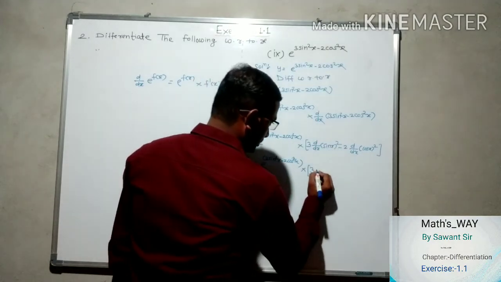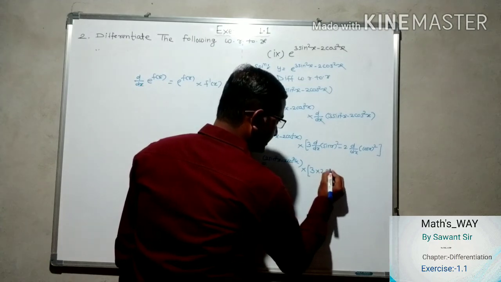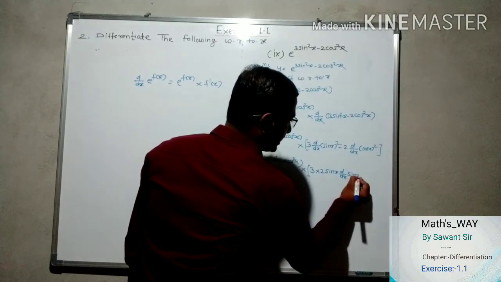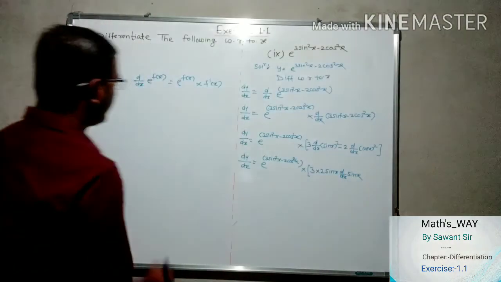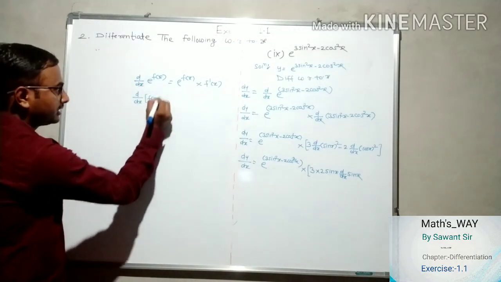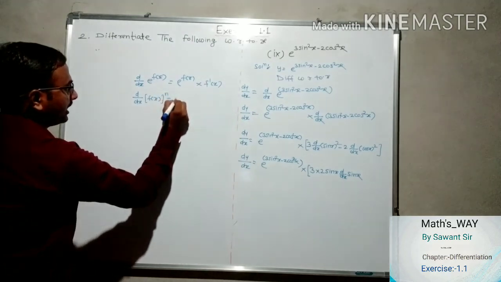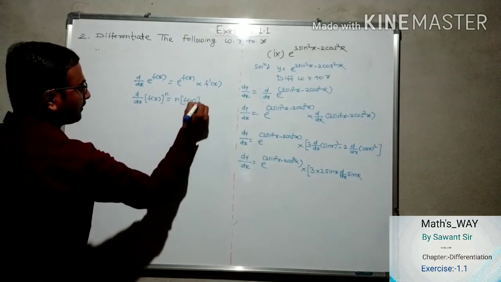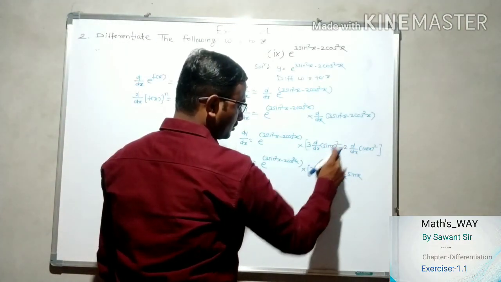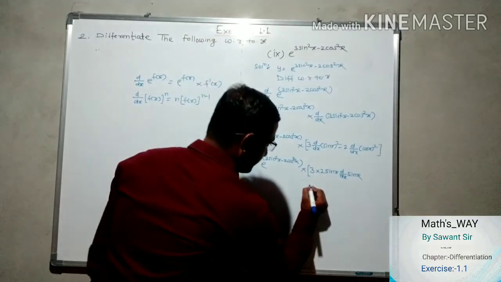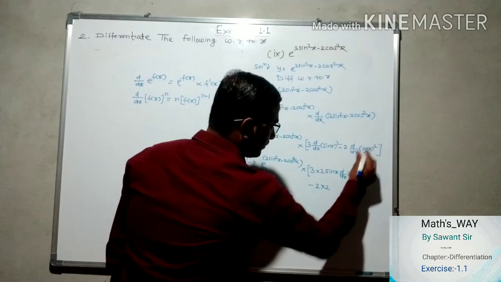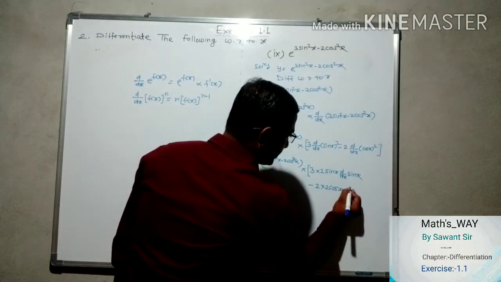so it is 2 into sin x into derivative of sin x. By using the formula derivative of f of x to the power n, which is n into f of x to the power n minus 1, we use this formula. So 2 into sin x into derivative of sin x, minus 2 into f of x to the power 2, so 2 into cos x into derivative of cos x.